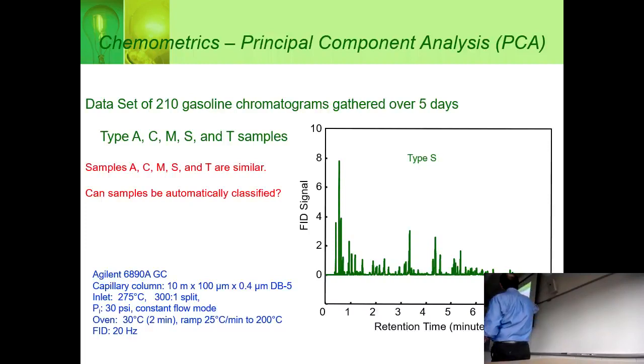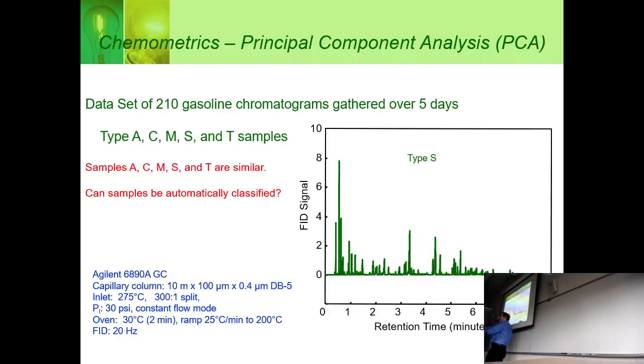And realize each of these lines, each of the readings, is its own variable. So we're literally taking hundreds of variables in this case, and we're taking 210 gasoline chromatograms, and yet the computer is going to be able to group them just like we grouped the two samples on the previous slide in 2 dimensions. So they had A, C, M, S, and T samples. These are different gas stations that she took gas from. Okay, so you can kind of guess, these are gas stations from around here.